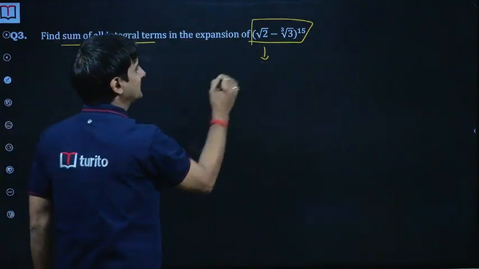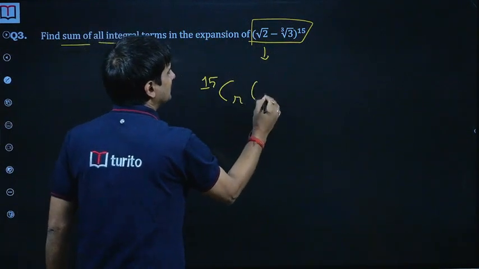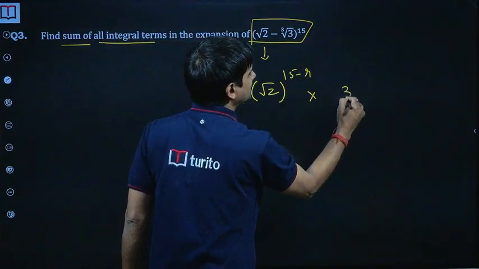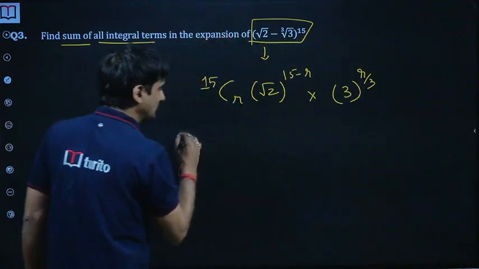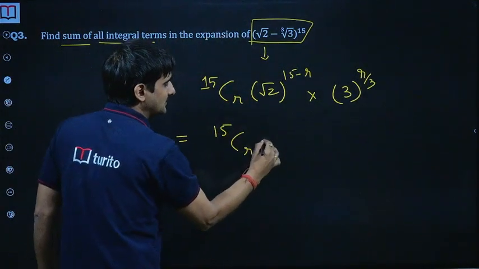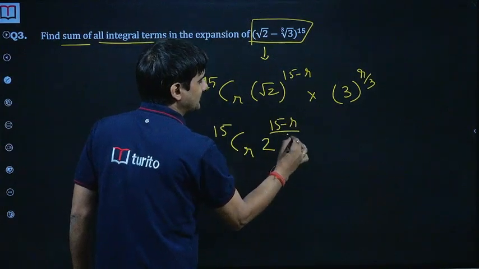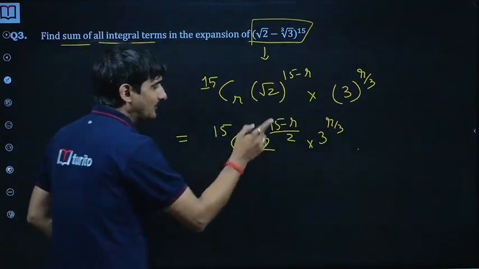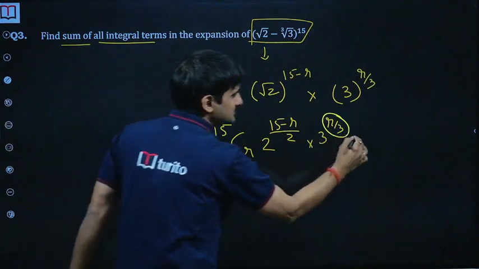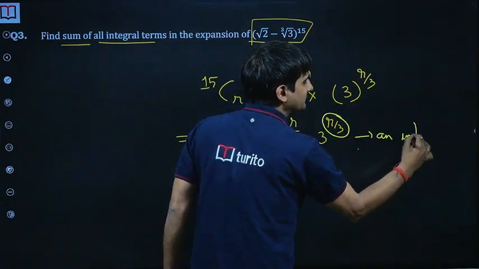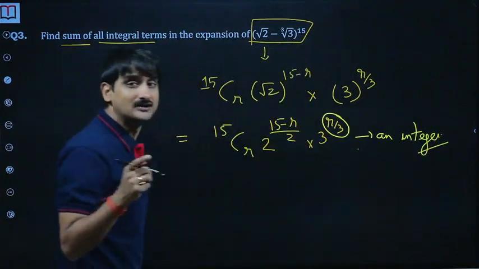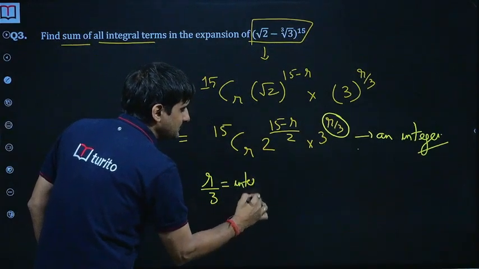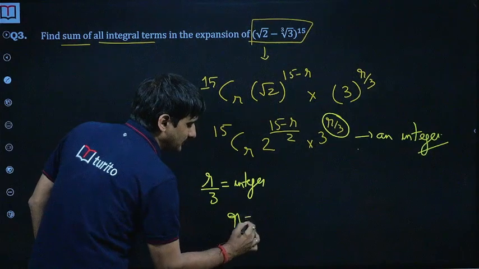So the general term is nCr into a, root 2, raised to the power n minus r, into b, cube root 3, raised to the power r by 3. Isn't that so? So you will write it as 15Cr into 2 raised to the power (15 minus r) by 2, into 3 raised to the power r by 3. Now see, if this term is to be an integral term, that means the power of 3 should be an integer, r by 3 should be an integer. So when will that be an integer? When r is a multiple of 3.